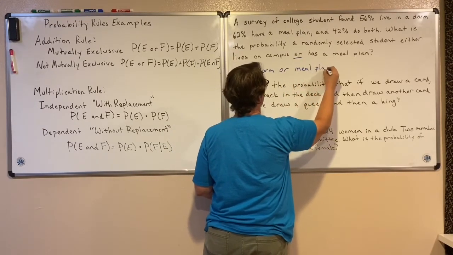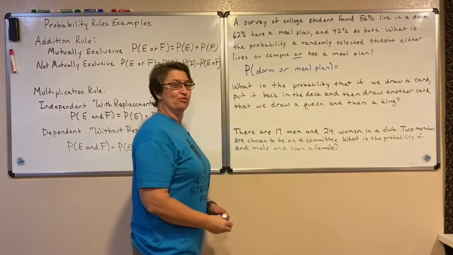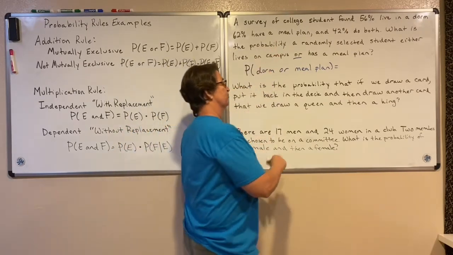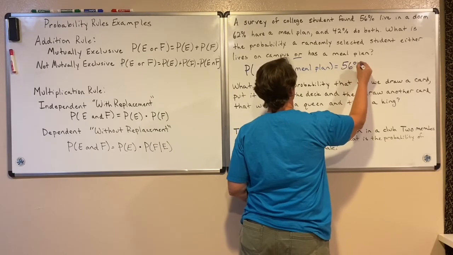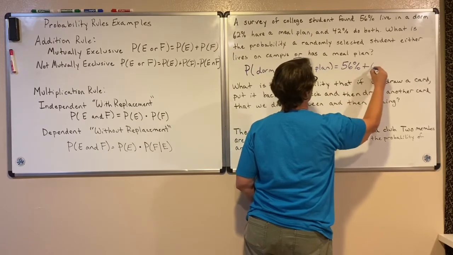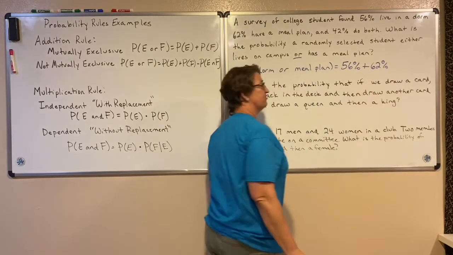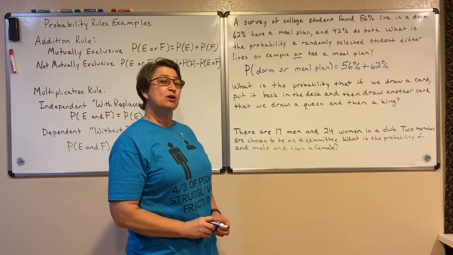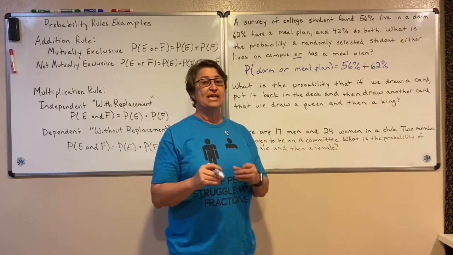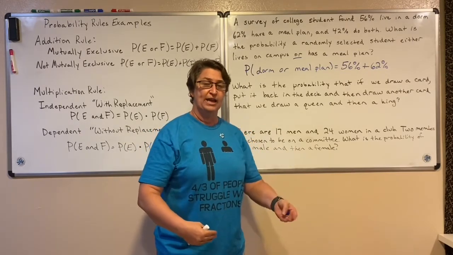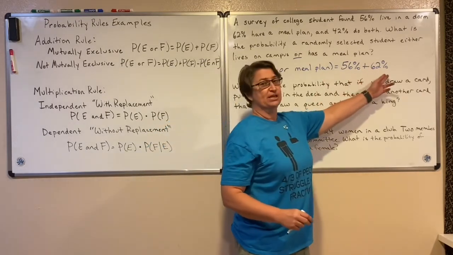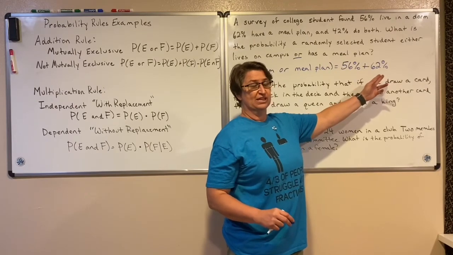So that "or" tells me that I'm just going to add those probabilities. So the probability that they're in a dorm is 56%. The probability that they're on a meal plan is 62%. Notice that if I add those up right now, I'm going to be over 100%. And we know that our probability has to be between 0 and 1. It has to be between 0 and 100%. So I can't have a probability that ends up over 100%.